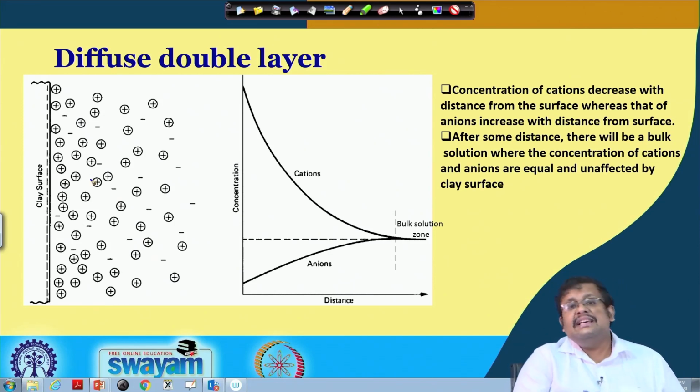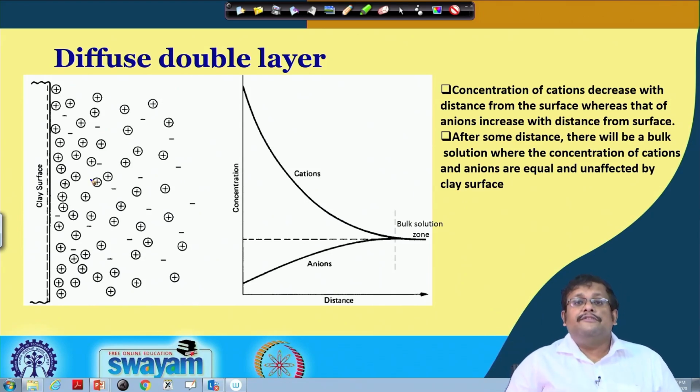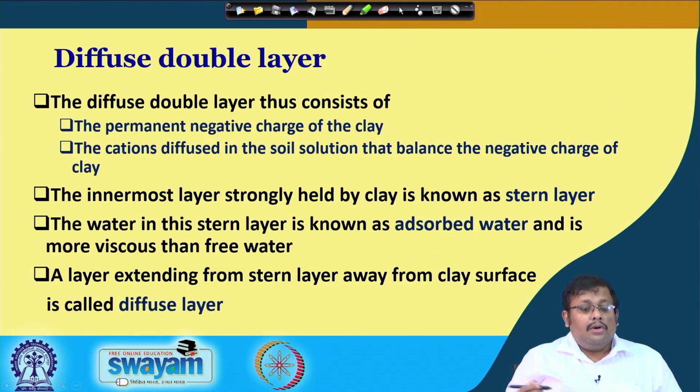Basically, you can see here two layers. One layer is the positively charged cations adjacent to the immediate vicinity of the negatively charged colloid, and further away from the clay surface there is another diffuse layer. So, it is called the diffuse double layer. The diffuse double layer thus consists of two different layers: one is the permanent negative charge of the clay, and the second is the cations diffused into the soil solution that balance the negative charge of the clay. That is why it is called the diffuse double layer.